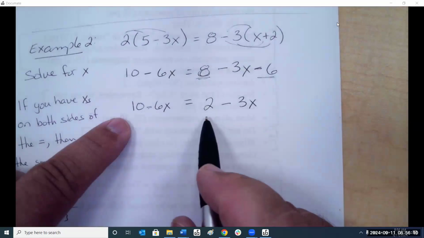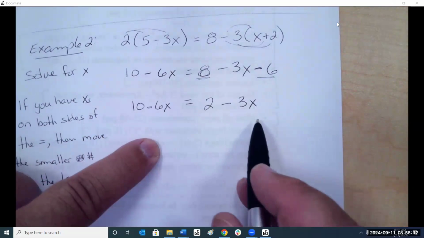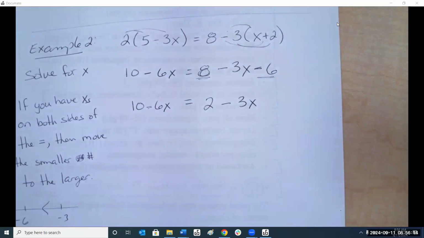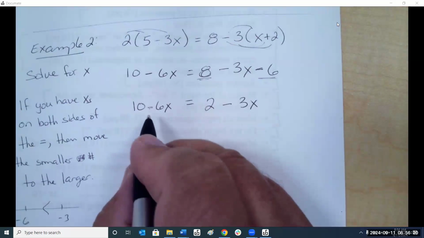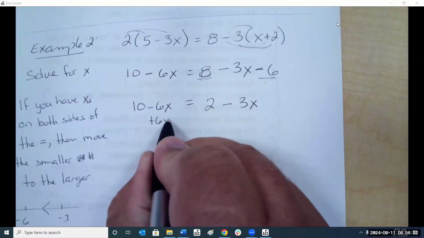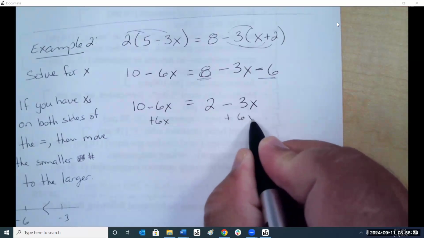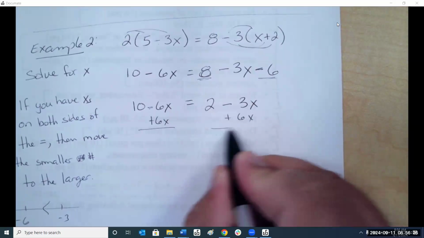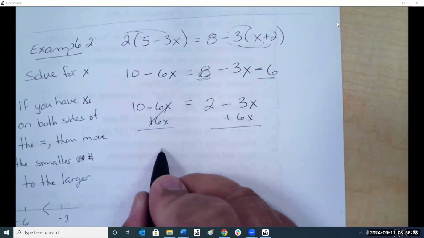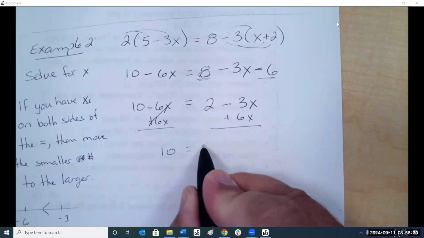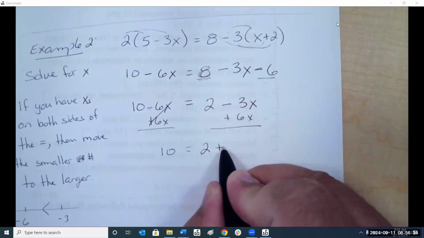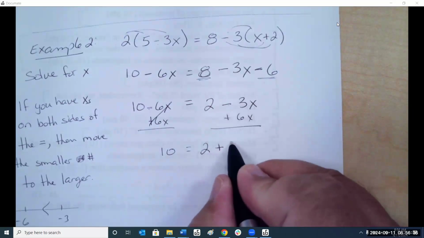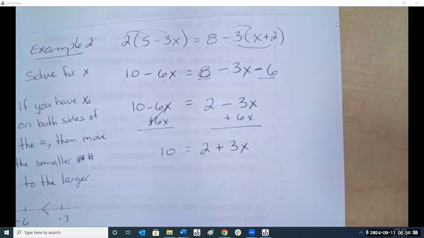You notice we're not moving the numbers first. We're moving the x's because we have to isolate the x first, and then everything else goes to the other side. How do we get rid of -6? Add 6 to both sides. 6x, so those cancel. We have 10 equals 2. They're opposite signs. Take the sign of the larger. 6 minus 3 is 3x.